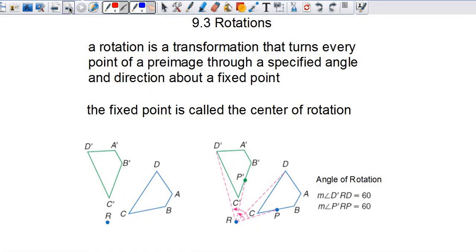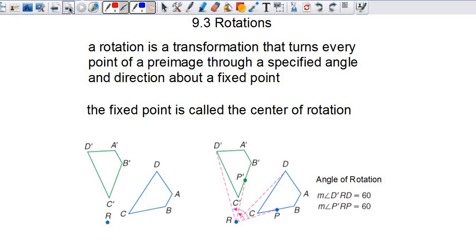All right. The last one we're going to talk about is a rotation. A rotation is a transformation that turns every point of a preimage through a specified angle and direction about a fixed point. The fixed point is what we call the center of rotation, all right? So imagine taking an image and just rotating it either clockwise or counterclockwise, all right?